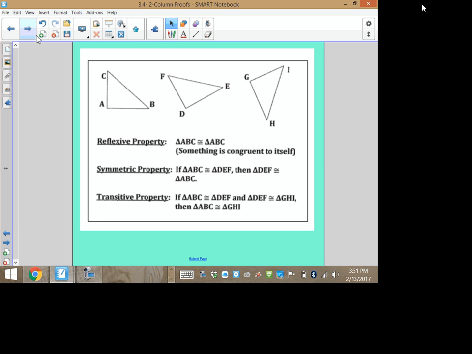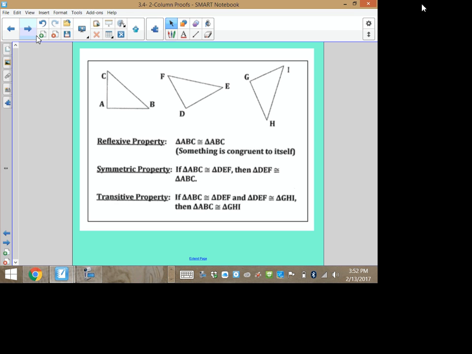So now we're going to talk about the reflexive property. Reflexive property means that something is congruent to itself. So triangle ABC is congruent to triangle ABC. And then we have the symmetric property, which means that if triangle ABC is congruent to triangle DEF, then triangle DEF is congruent to triangle ABC. So that's the same thing as saying 2 plus 3 equals 5 and 3 plus 2 equals 5. You just switch the 2 around.